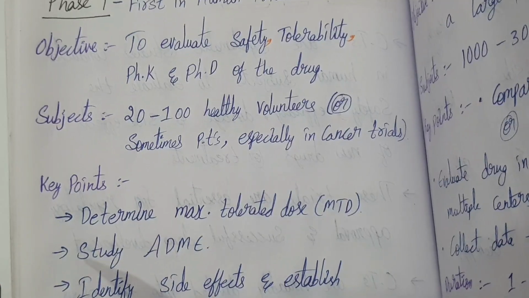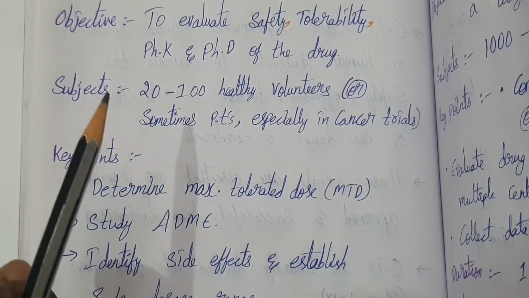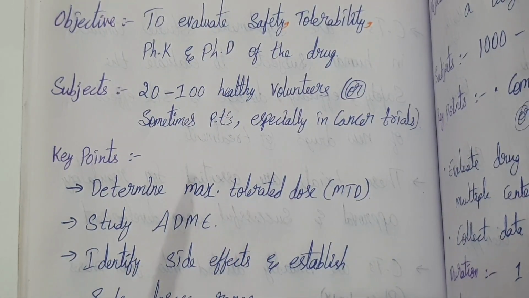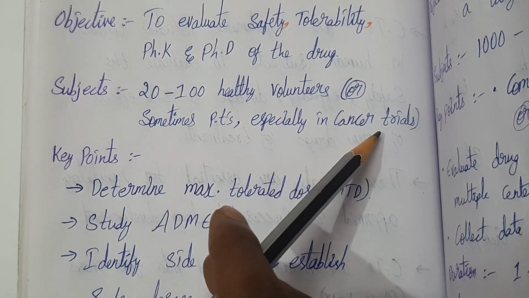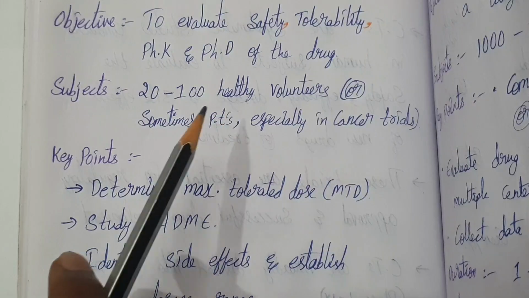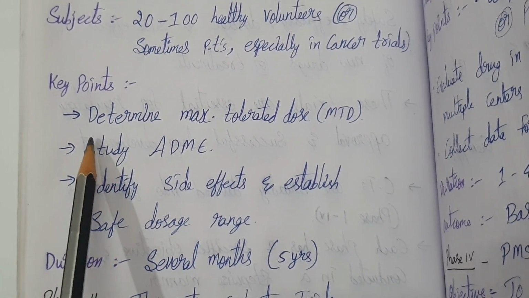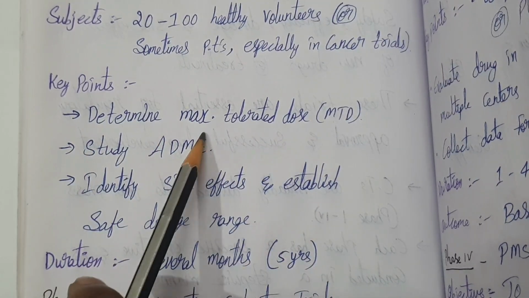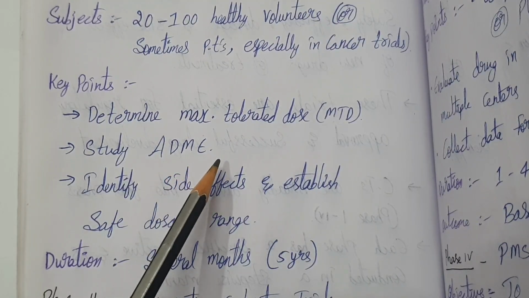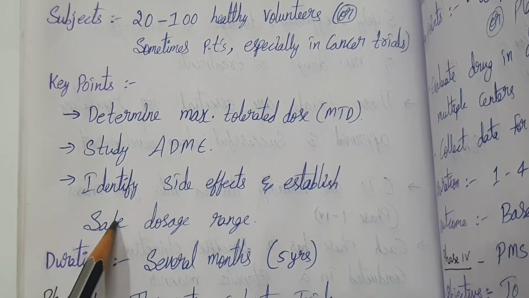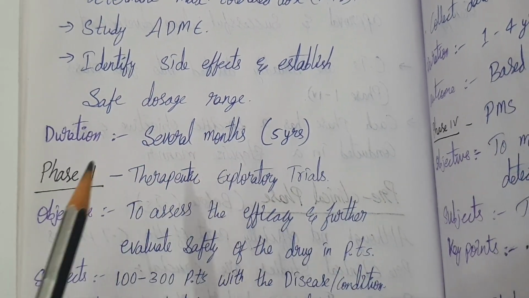Subjects: how large is the sample size? 20 to 100 healthy volunteers are included in the first phase. The rest of the phases have patients, but in special conditions, like cancer trials, we have to include patients. Key points are to find the MTD, maximum tolerated dose, to study ADME, absorption, distribution, metabolism and excretion, to identify initial side effects and to establish a safe dosage range.